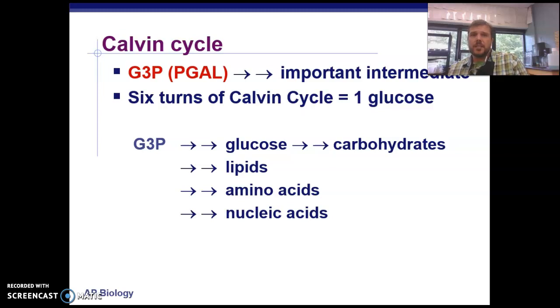So overall, the Calvin cycle, we've got this G3P, PGAL molecule that comes out. 6 turns of the overall cycle is going to equal 1 glucose molecule. We can do the math and show how that works if you'd like to. And then again, it's really important to realize that G3P is not just the precursor for glucose, which can then be converted into other carbohydrates, but it's also a precursor for lipids, amino acids, nucleic acids. It's really a precursor for a lot of the biological molecules that we need.